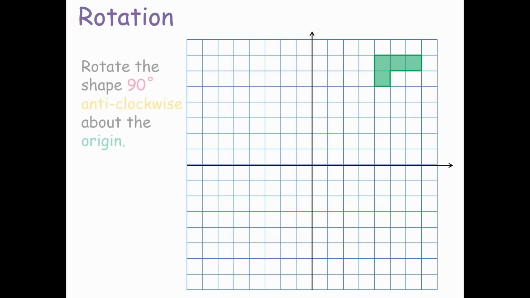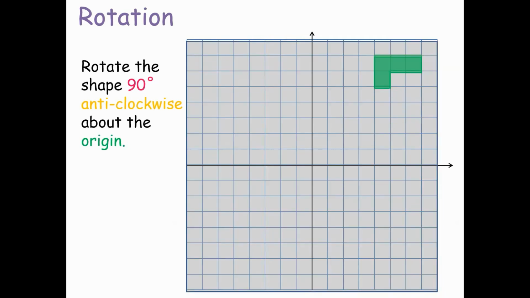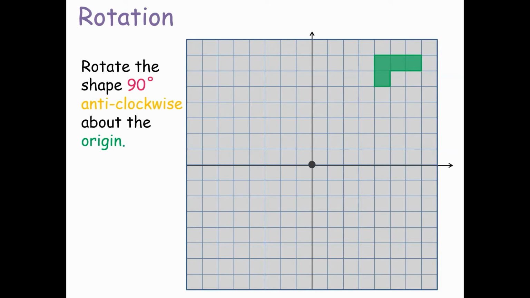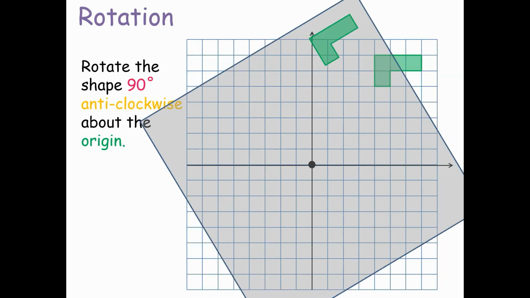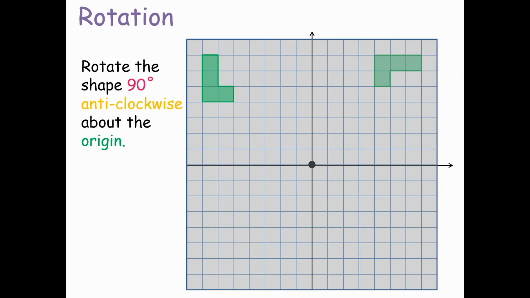This time we have a rotation: rotate the shape 90 degrees anti-clockwise about the origin. So we are tracing that shape onto the tracing paper. The center of rotation is the origin, and then we turn the paper while holding the pencil, pressing the pencil over here.